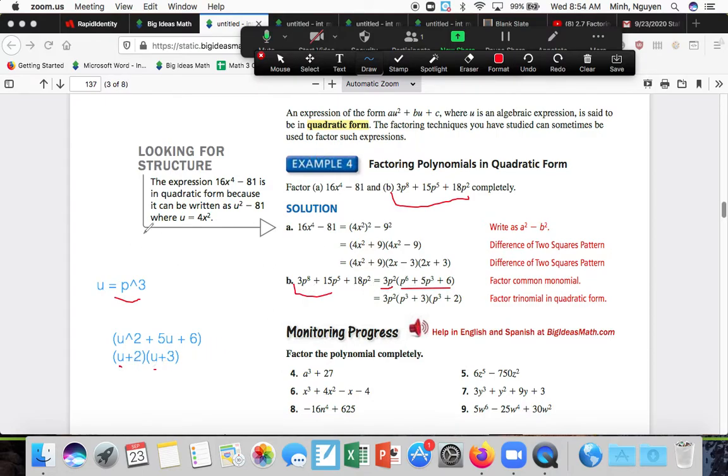So really, u substitution is just so we rewrite it in a friendlier format. In this case, we said u squared minus 81, so we could see the difference of two squares. And then here we said u squared plus 5u plus 6, so we see that it's like, oh, it's just a quadratic, which you know how to factor. And then don't forget the 3p squared that we factored out from the very beginning.